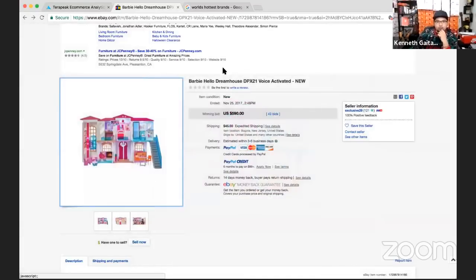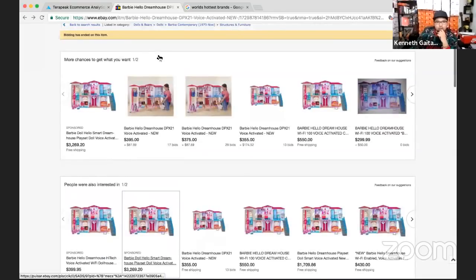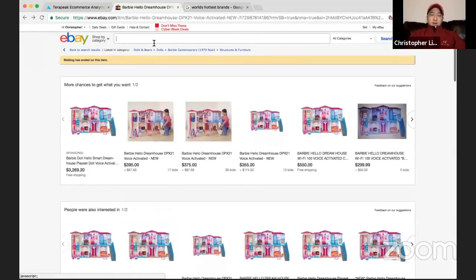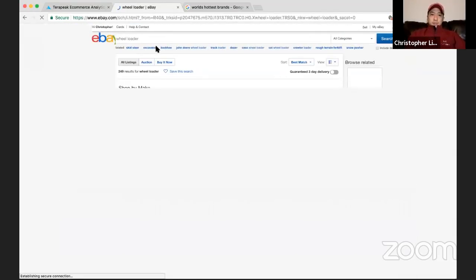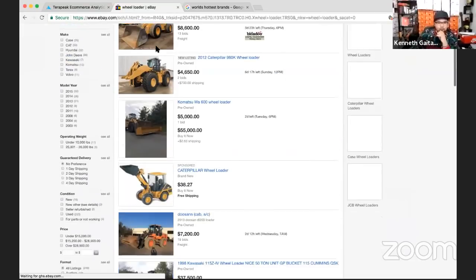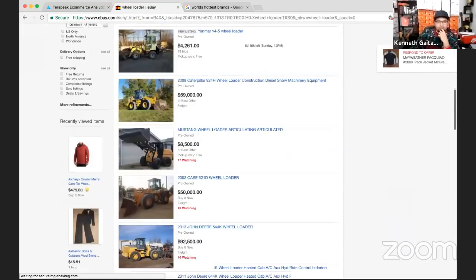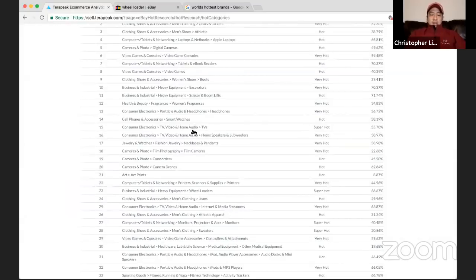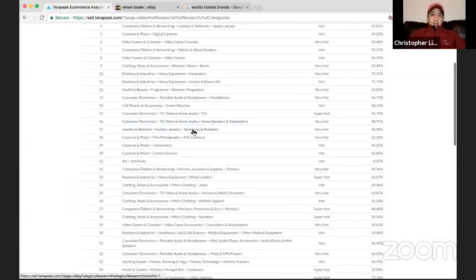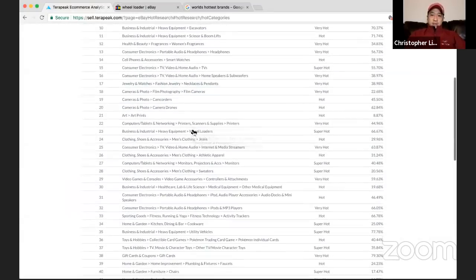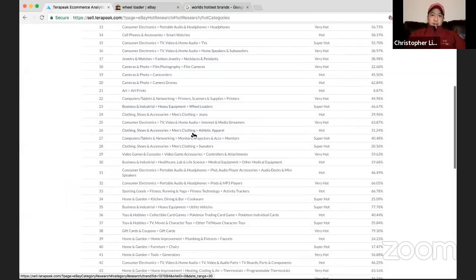Probably like the forklift. Wheel loader. Super hot. That's a payload. That's a wheel loader. Okay. Super hot TV, super hot monitors. I can see that. Yep.